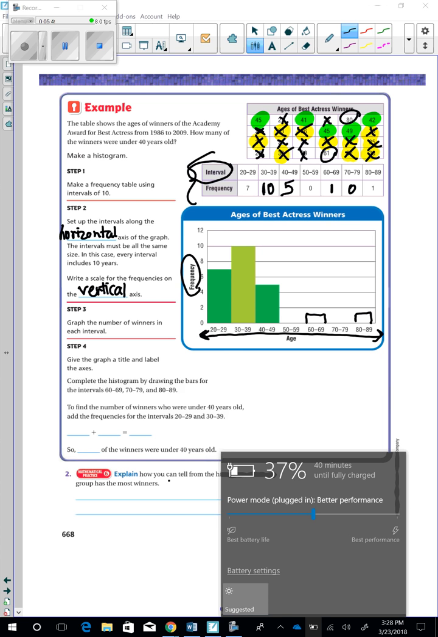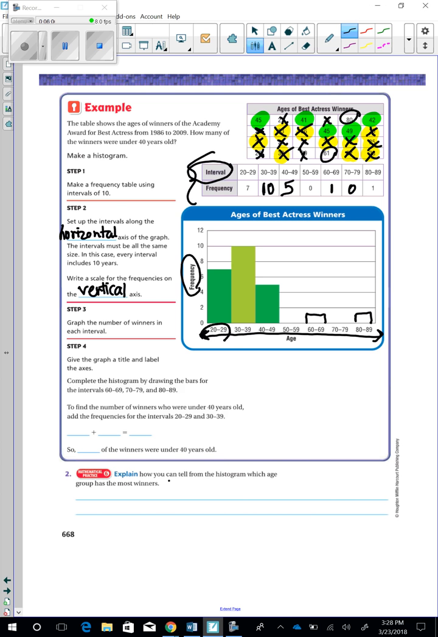So to find the number of winners who were under 40 years old, add the frequencies with intervals from 20 to 29 and 30 to 39. So we would add 7 plus 10, and we'd get 17. So 17 of the winners were under 40 years old.